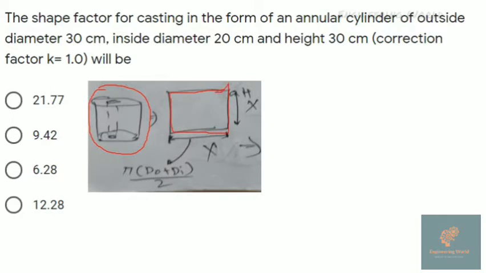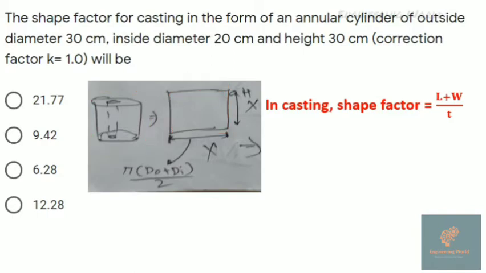This is a concept. In casting, shape factor is the ratio of length plus width divided by the thickness. Here length is given by the height, that is 30 centimeter. W, that is width, means the inside and outside circumference. Here this is the height we are showing, and this is the width. Width means circumference, but inside and outside there are two circumferences, so we have to take both. We get the width.